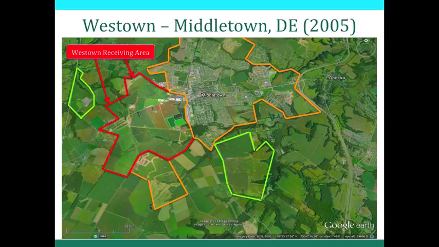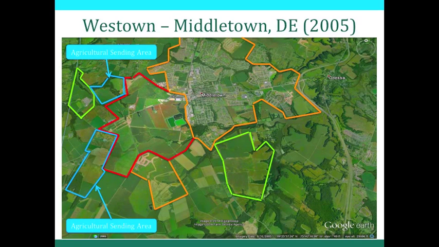These farms were initially envisioned as part of the surrounding green belt of protected properties in the 1997 Middletown Comprehensive Plan. However, rather than see these properties develop at low suburban densities, the town decided to annex these parcels and conduct a master plan. Partnering with state agencies, the town conducted an intense community visioning exercise to create a development plan for the Westown receiving area, highlighted here in red.